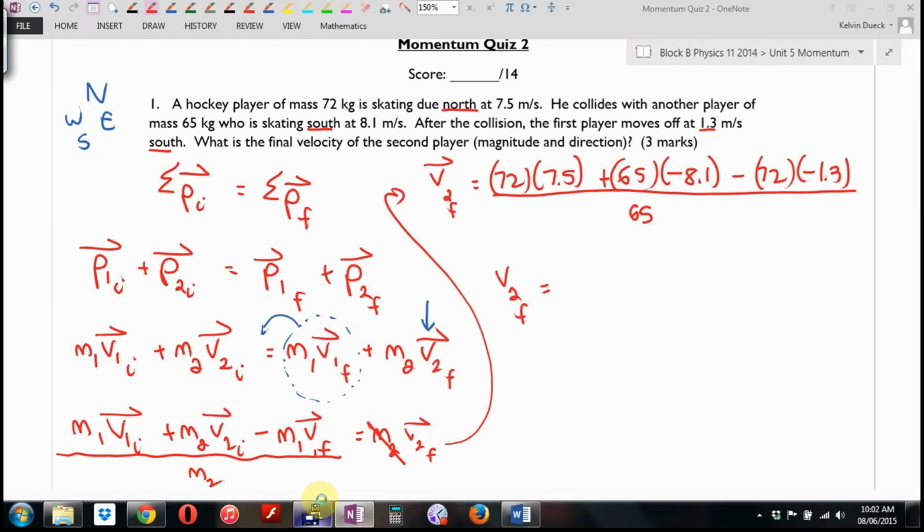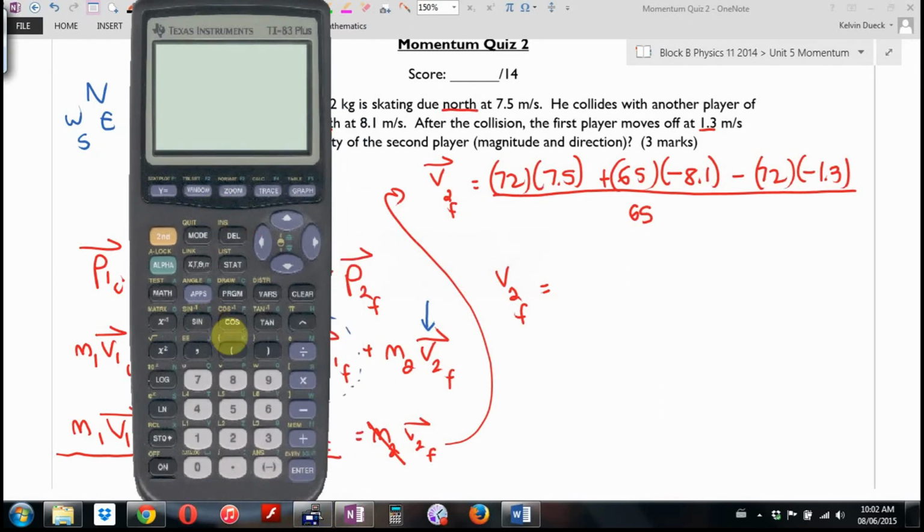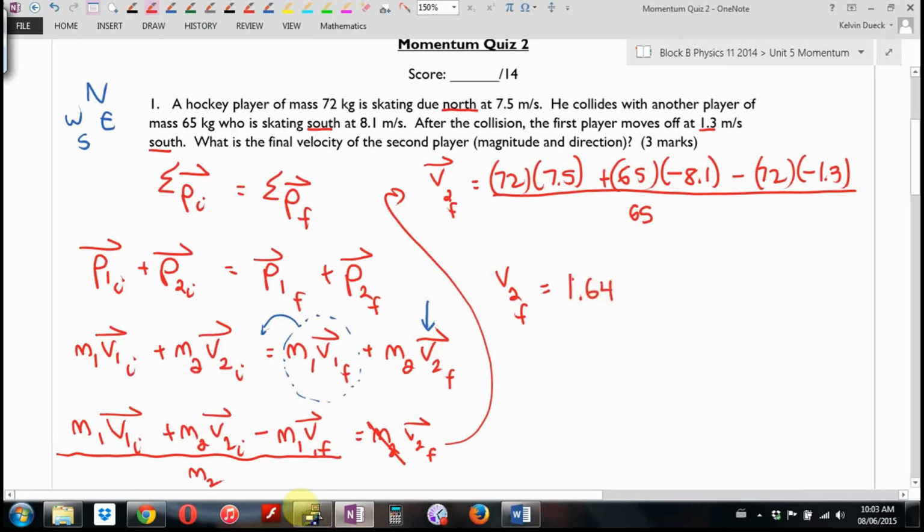I like this question. This is a nice question. There's a bunch of stuff on the top, so I'll put the whole top in brackets. 72 times 7.5 plus 65 times negative 8.1 minus 72 times negative 1.3, close bracket, divided by 65. You get positive 1.64. Round off properly. Meters per second. That's the magnitude. Direction: north.